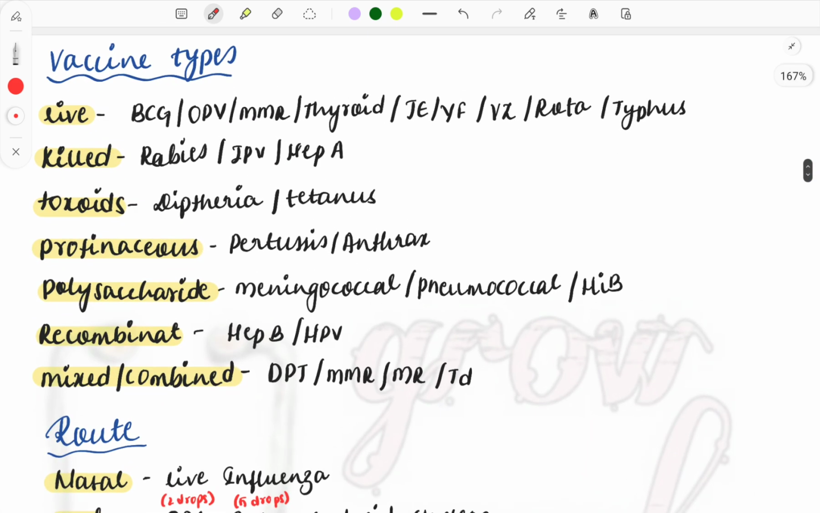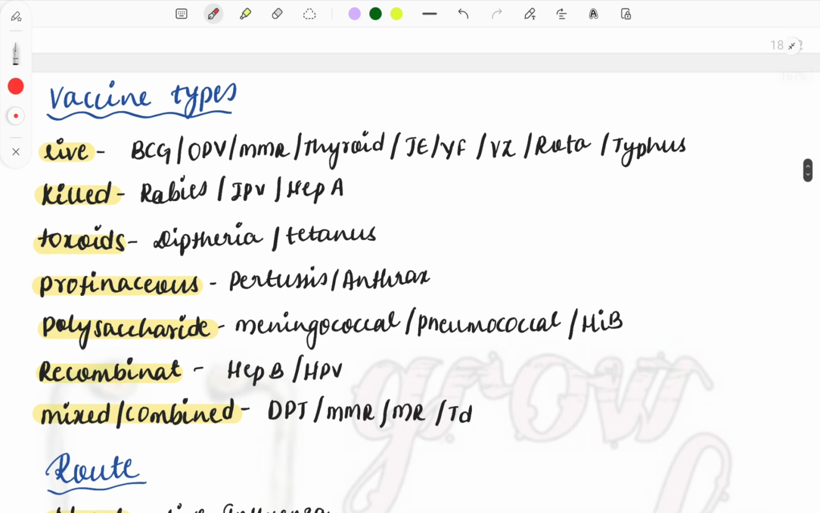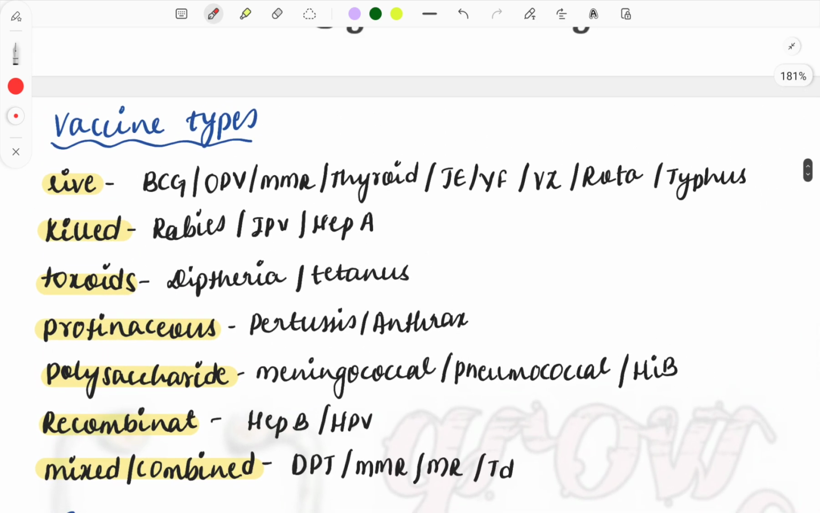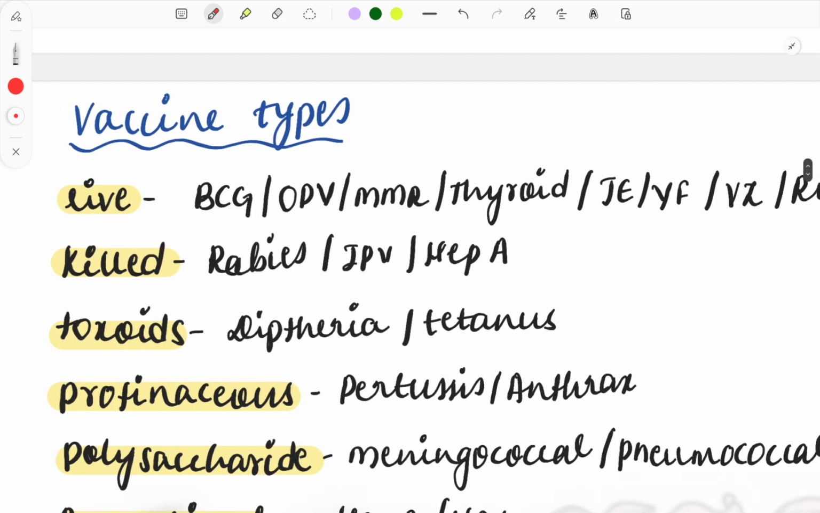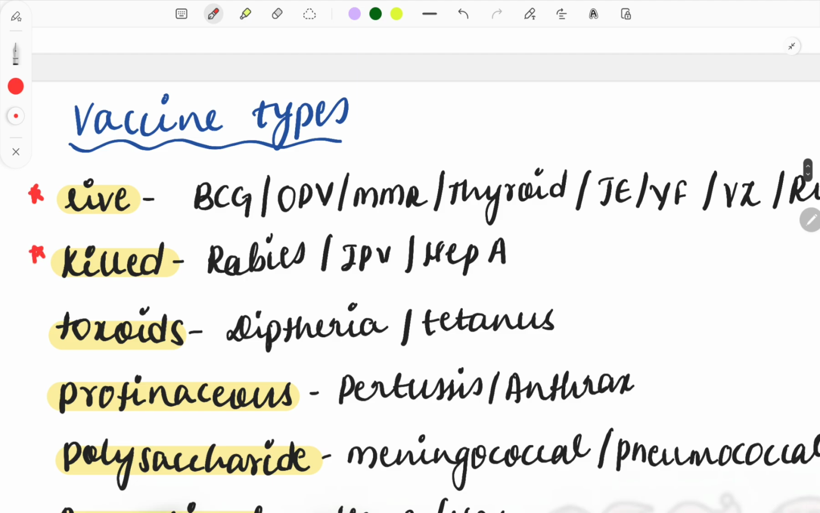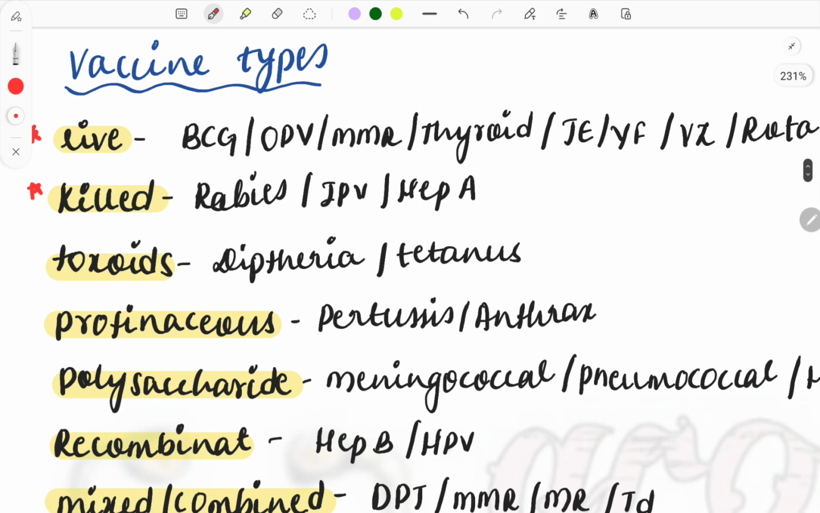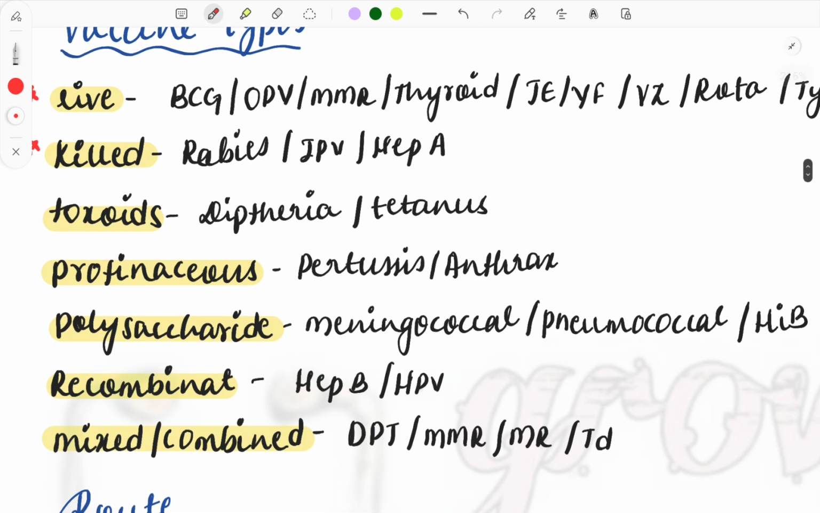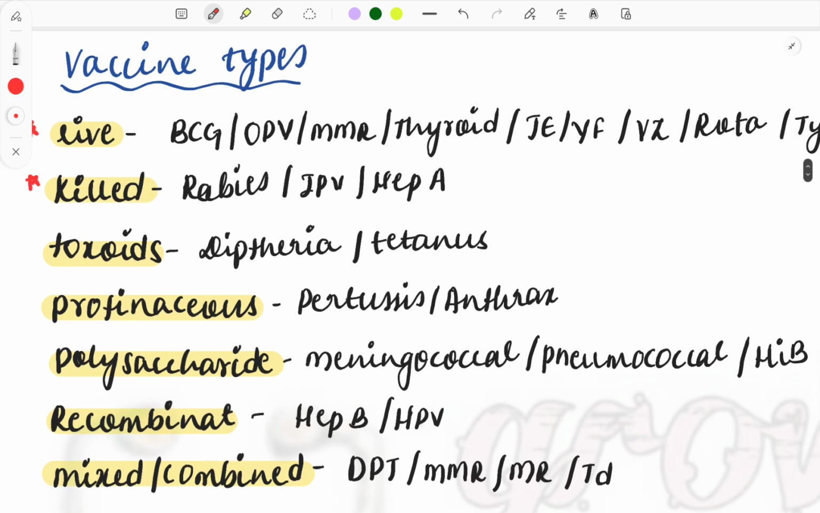Then the classification of the vaccine types: live, killed, toxoids, proteinaceous, polysaccharide, recombinant, and the mixed. So these are the examples which you must remember. And questions have been asked on the live vaccines and the killed vaccines, that which of the following is the live and which of the following is the killed vaccine, and which is the recombinant, mixed, ऐसे करके questions पूछे गए. तो you need to remember this one.